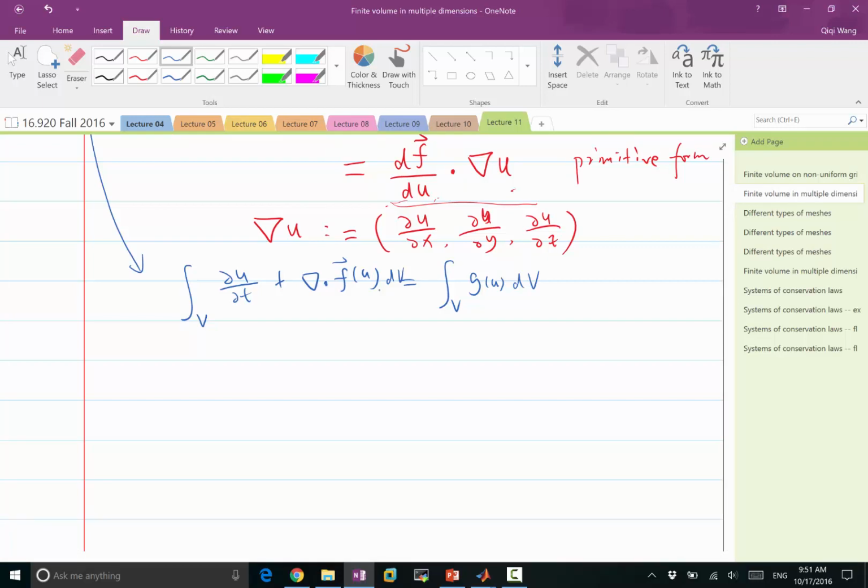If V actually changes as a function of time, then more terms come out. But right now, let's say we have a fixed mesh, and each finite volume is stationary in time. What we get is d dt of u integrated over the volume, plus, applying the divergence theorem, the integral of the divergence of a vector equals the integral over the boundary. So the Nabla operator is replaced by the outward face normal at the boundary, dot with the same f of u, and dV becomes dS. And this is equal to the integration of g dV.